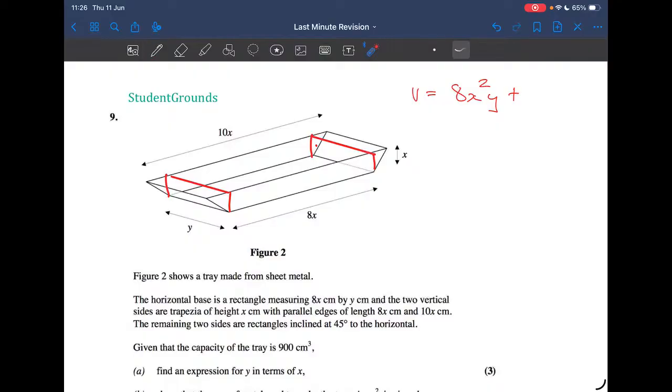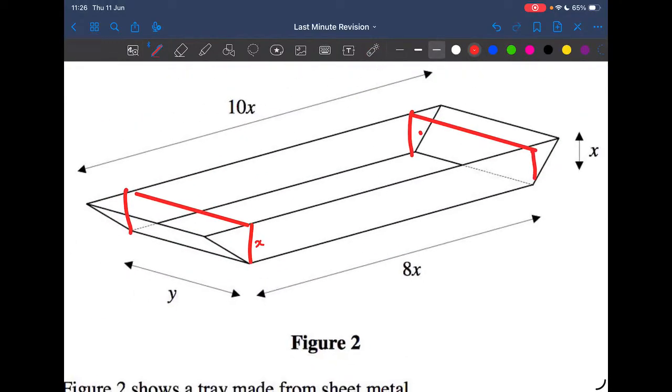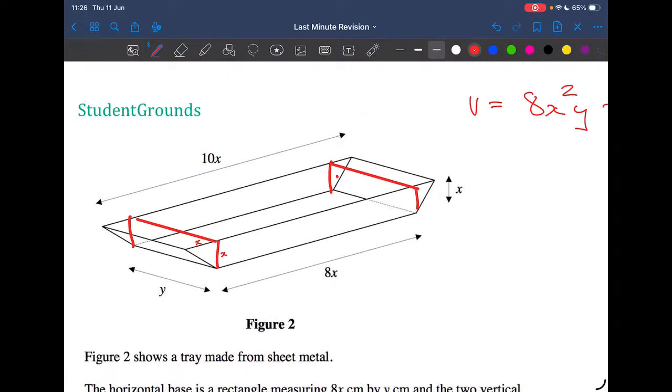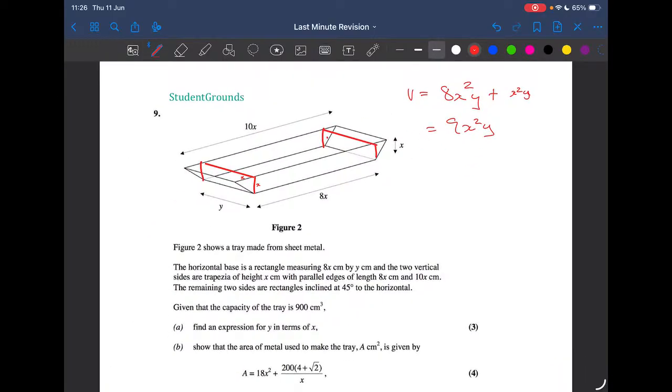And then we've got these prisms on the end. What's the area of this little triangle? Well, the height of it there is x. The width of it there is x. So the area there is a half x squared, then times that by y. So x squared y on 2. But we have 2 of them, one at every end, yeah. So it's just plus that thing. So this is 9x squared y. That looks good to me.